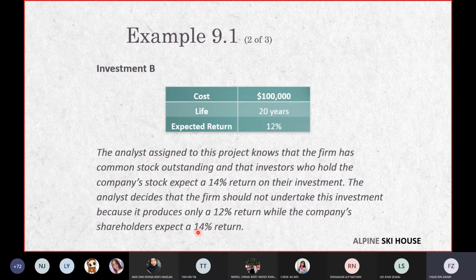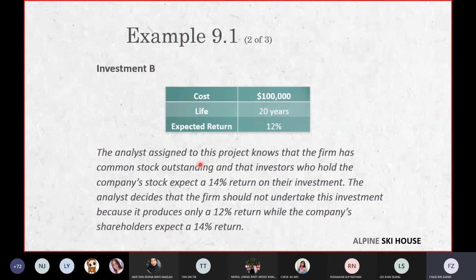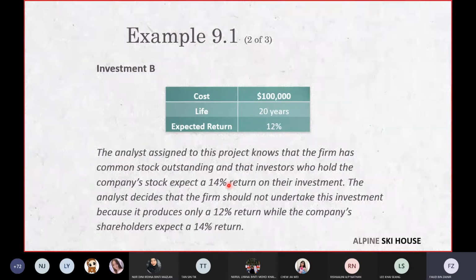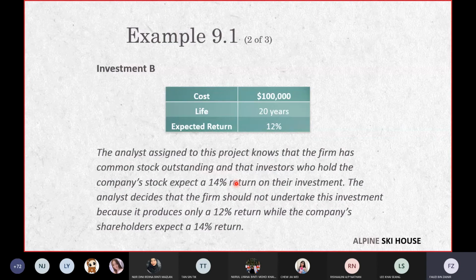But if they were to issue shares, the required return expected by the shareholders on the shares being issued is 14%. But based on the analyst's evaluation of this project, the expected return is 12%. Given that the expected return is less than the cost of financing by issuing shares, the analysts decide that they should not go ahead with the project, because the expected return is less than the cost of financing. So we get two dichotomies, two visions.